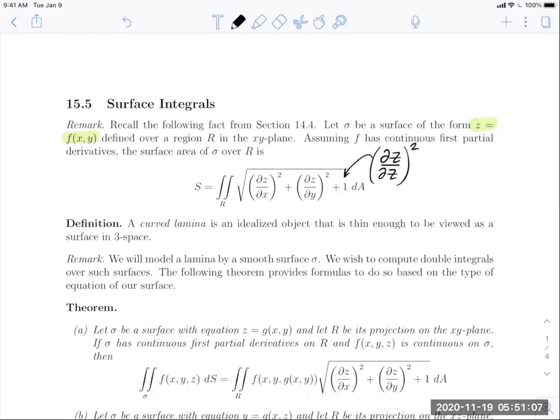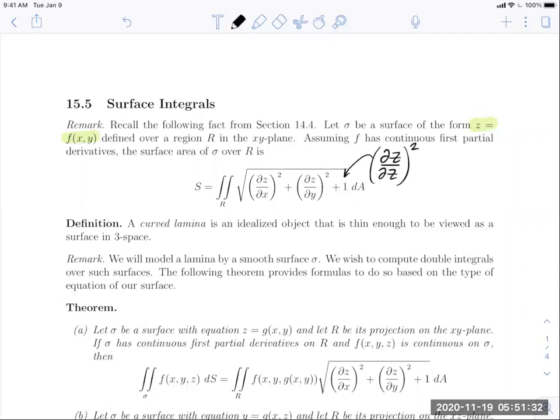And that region is just the projection of the surface that we are trying to compute the surface area of. So we identify what surface area we're trying to compute, and then that determines our region. So we're going to build upon this model here for surface area in order to compute double integrals over surfaces. So before we get there, let's talk about what a curved lamina is.